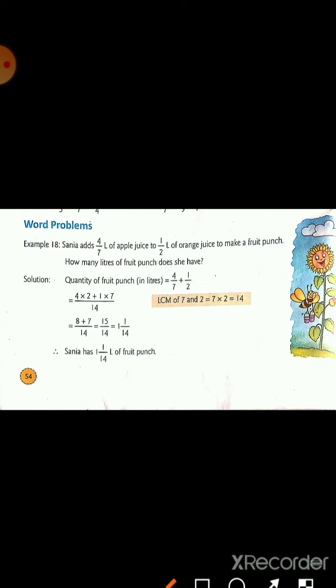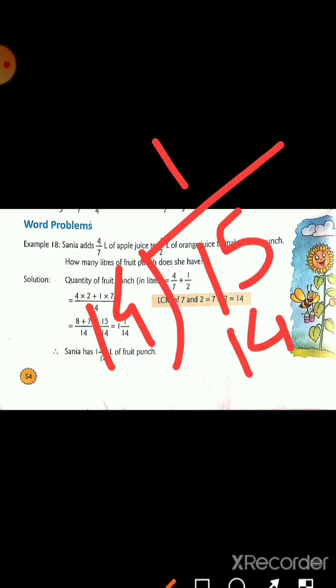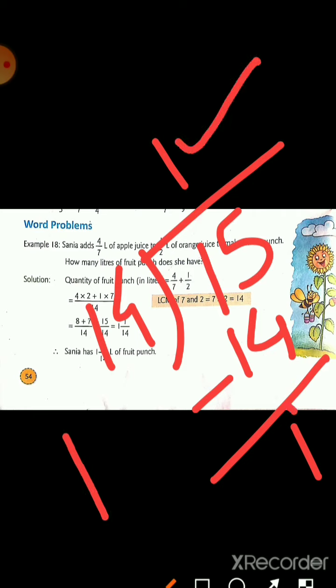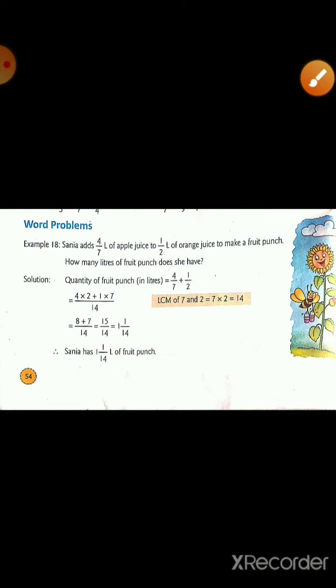Here we can see this is an improper fraction because the numerator is greater than the denominator. So we can convert it into a mixed fraction. How? By division. We divide the numerator by the denominator: 14 1s are 14, so the remainder becomes 1. The quotient is the whole number, the remainder is the numerator, and the divisor is the denominator. So the fraction becomes 1 and 1/14. So Sanya has 1 1/14 liter of fruit punch.